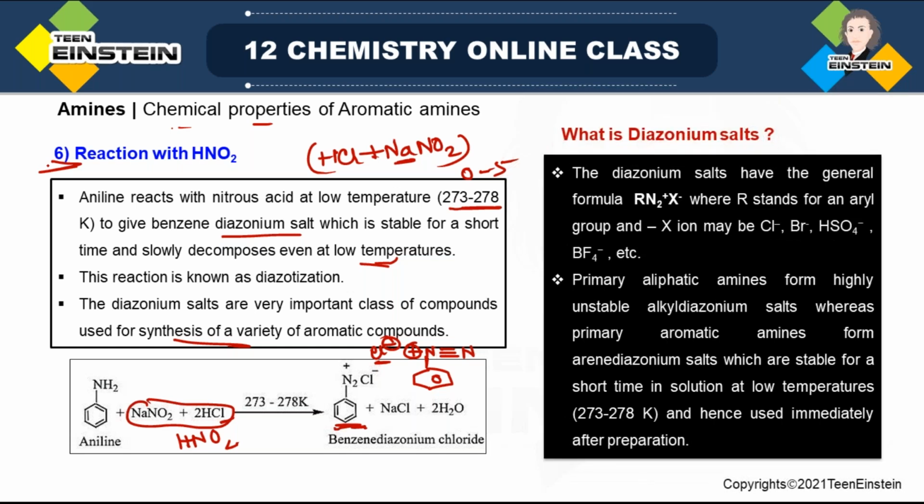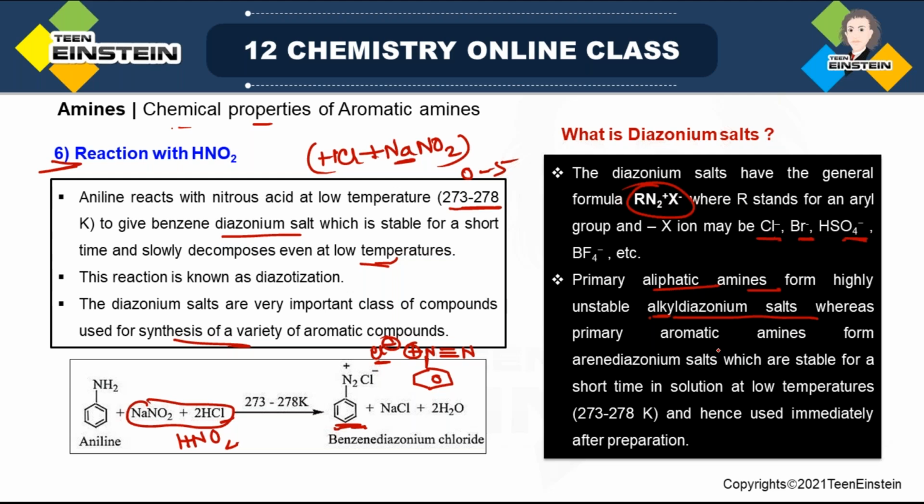So what is diazonium salt? If we ask this question, this is the general formula: RN2+ X minus. So R is basically an aryl group, that is a Ph ring or substituted Ph ring, and X may be Cl minus, which you have already seen, but it may be other negative anions also. Now if it is a primary aliphatic amine, remember the reactions that we have discussed, then alkyl diazonium salts are produced because it will be alkyl. In this case it is aryl, but when it is an aliphatic amine it will be an alkyl diazonium salt.